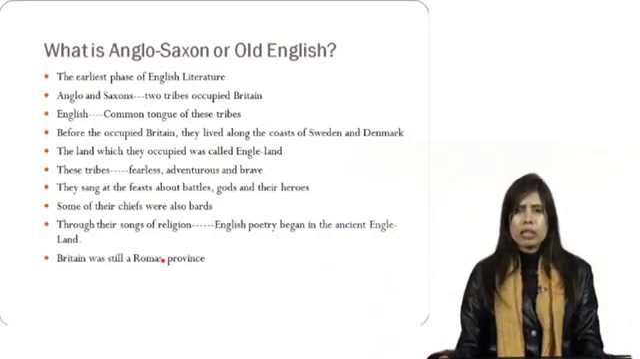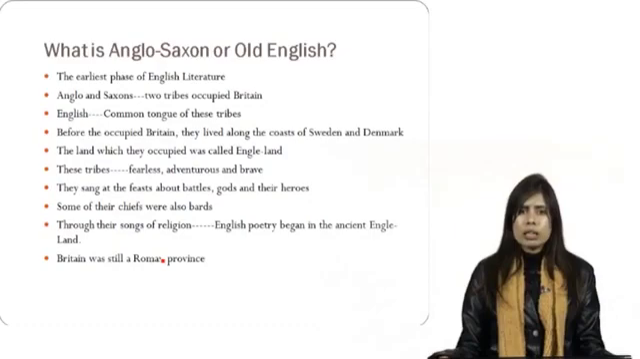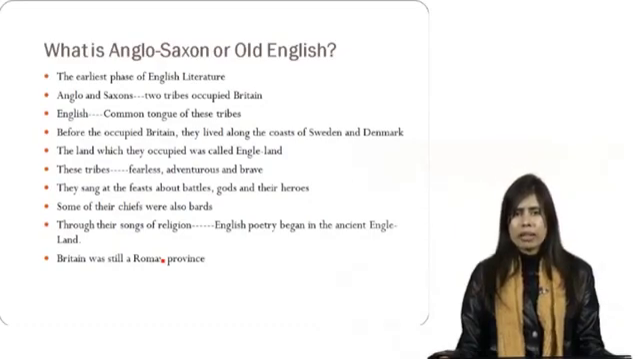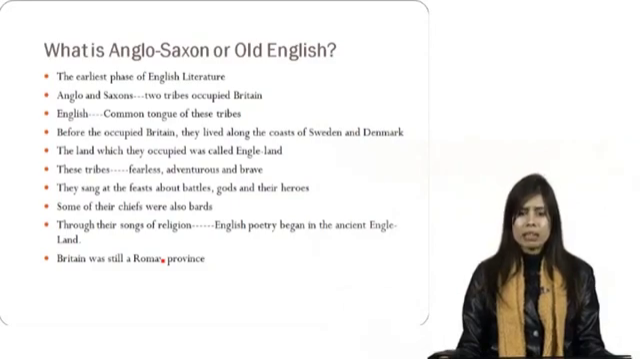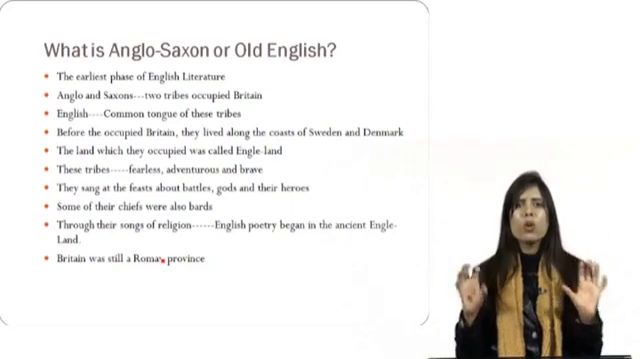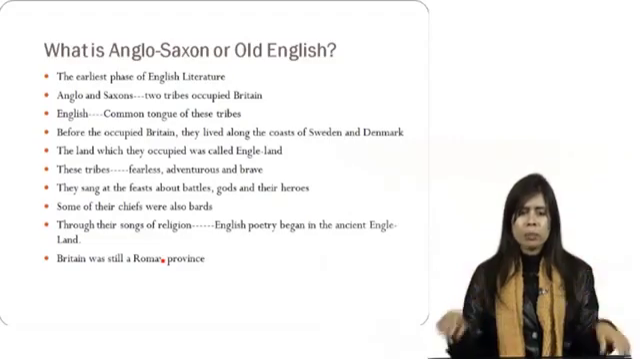The earliest phase of English literature, as I told you before, that how do we divide periods in history. So there are certain elements which are involved in defining a period in history. So basically this Anglo-Saxon period is the very first period in the history of English literature. Anglo and Saxons, two tribes occupied Britain. So these are basically two tribes who occupied Britain, Anglo and Saxons.